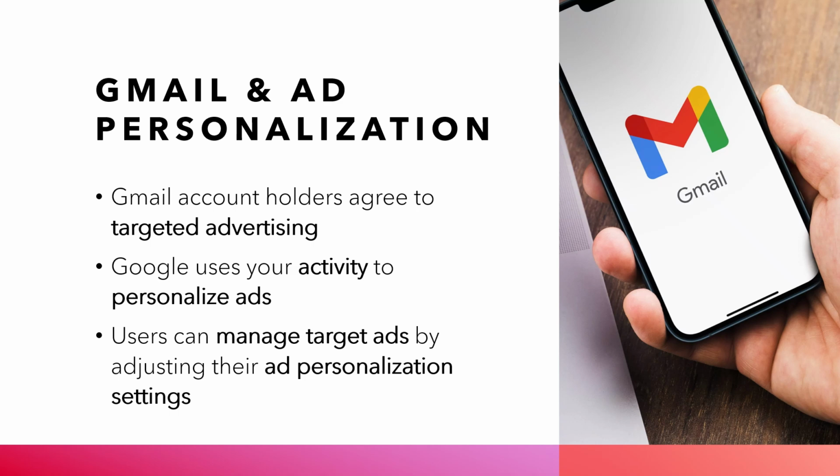Now, if you're curious, you can actually see what Google thinks it knows about you. Sometimes it's accurate and sometimes it's not. For example, Google might list someone as married when they're not. It's an algorithm, and it's making an educated guess based on your behavior. You can also adjust your ad personalization settings if you want more or less targeted ads.